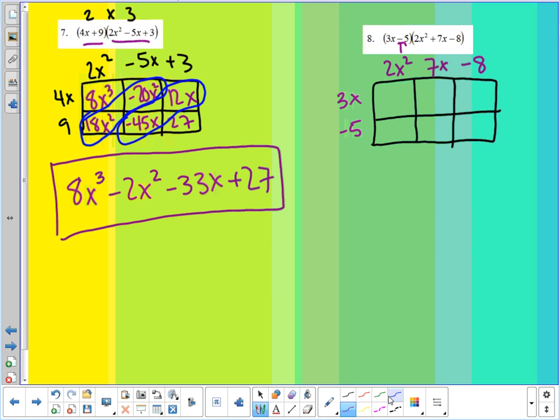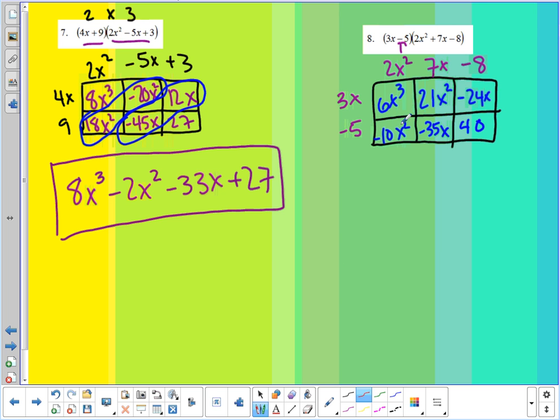Now let's multiply. So on the inside, 3x times 2x squared is 6x to the third. 3x times 7x is 21x squared. 3x times negative 8 is negative 24x. Negative 5 times 2x squared is negative 10x squared. Negative 5 times 7x is negative 35x, and negative 5 times negative 8 is positive 40.